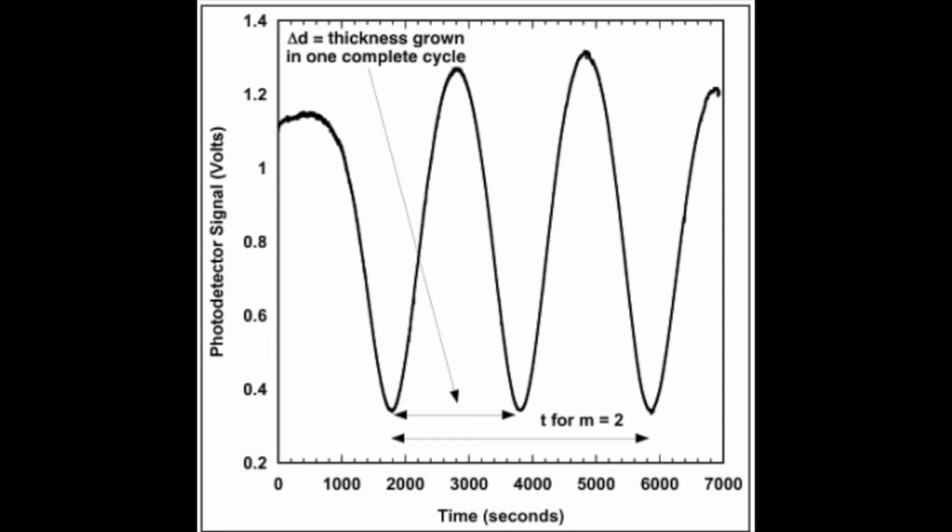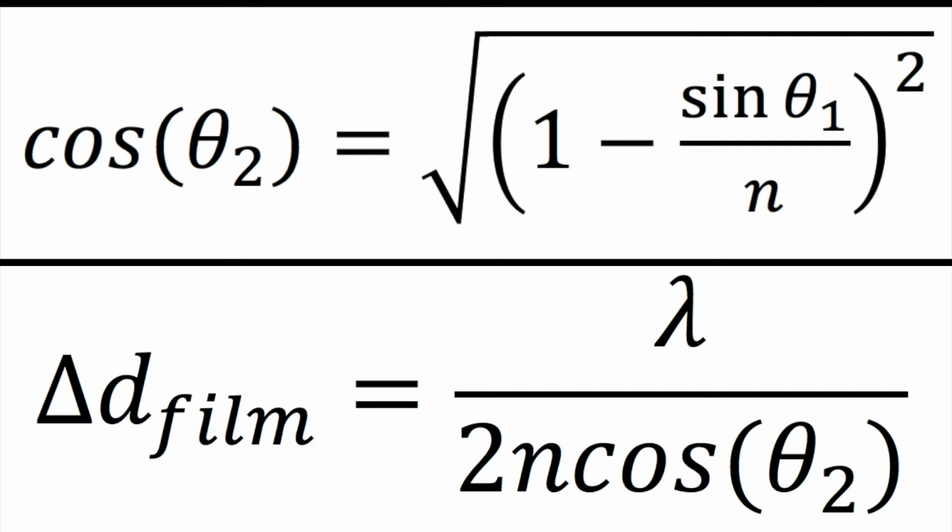As film thickness increases further, the offset in waves decreases and signal intensity increases. This leads to a sinusoidal pattern shown by the graph of signal intensity versus time. The thickness of the film can be calculated from the shown equations. Theta is the angle of the laser with respect to the normal of the surface. N is the refractive index of the hexyl acrylate polymer. Lambda represents the laser's wavelength measured in nanometers, and delta D film is the change in polymer thickness in one cycle in nanometers.